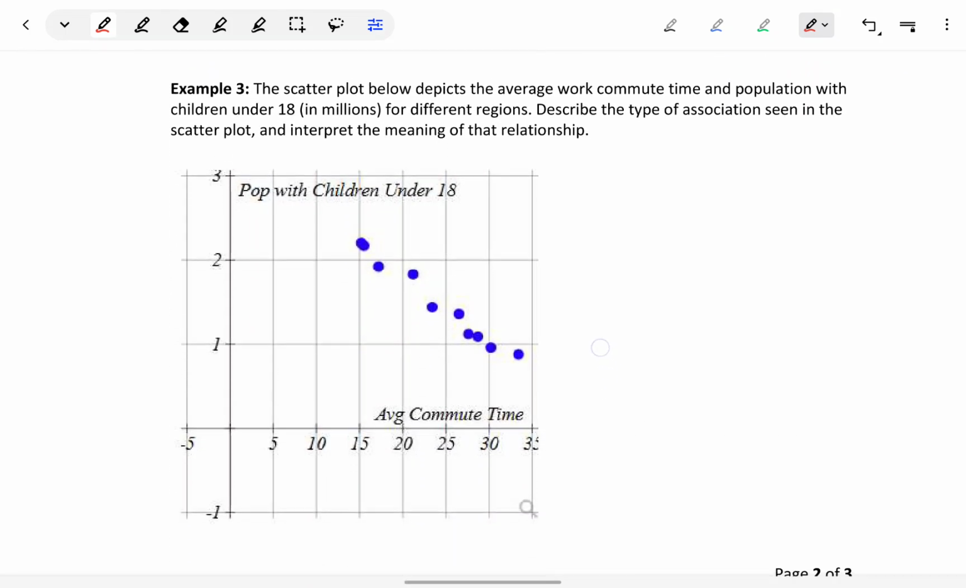In example 3, we have a scatter plot depicting the average work commute time and population with children under 18 in millions for different regions. We again can sketch a straight line pattern through this data if that seems possible and use that to help inform our interpretation. In this case, we have a negative association since as x increases, y decreases, and our data points fit closely to that straight line pattern, so we can call this a strong negative association.